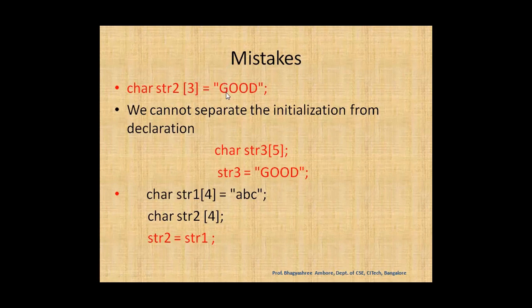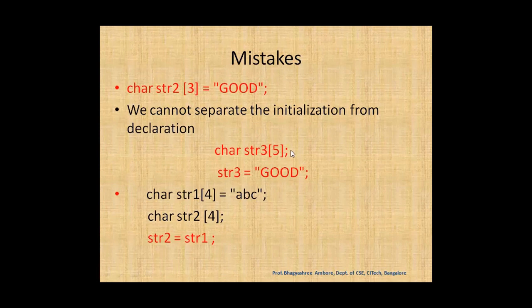Here 1, 2, 3, 4 plus 1 for the null character. The compiler automatically does this, but you have to give a space here for that null character also. So 1, 2, 3, 4, 5. The string size has to be 5 here. But how many have you given? Only 3. So this is the first mistake students will make.